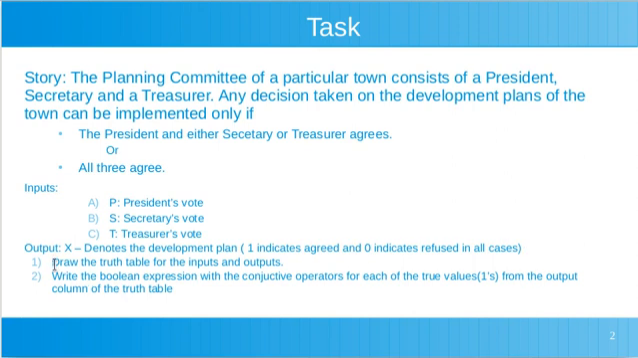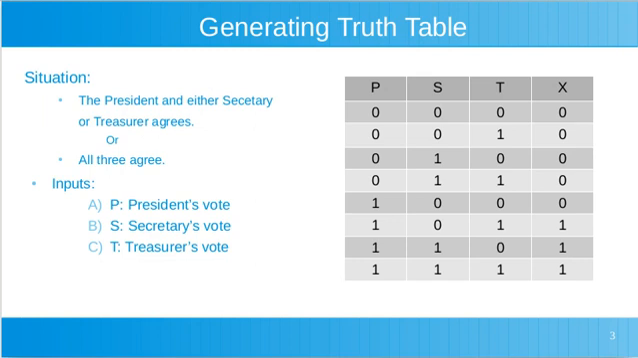So the task is to draw the truth table for the inputs and outputs and write the Boolean expression with the conjunctive operator for each of the true values from the output column of the table. So let's start. This is the situation: the president and either secretary or treasurer agrees. So this is our truth table. Here this means president's vote, this means secretary's vote, this means treasurer's vote.